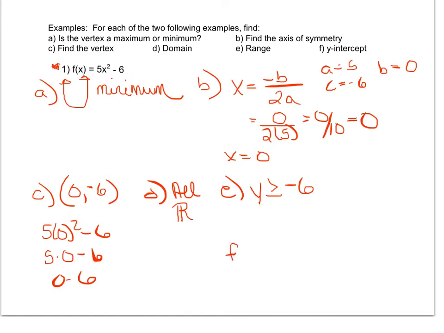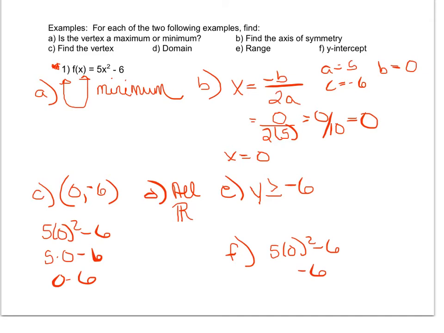And then finally for part F, I have to find the y-intercept. Just like with linear equations, to find the y-intercept, the point where it crosses the y-axis, I plug 0 in for my x value. So I get 5 times 0 squared minus 6. That's going to be 0 minus 6, so that is again going to be -6.